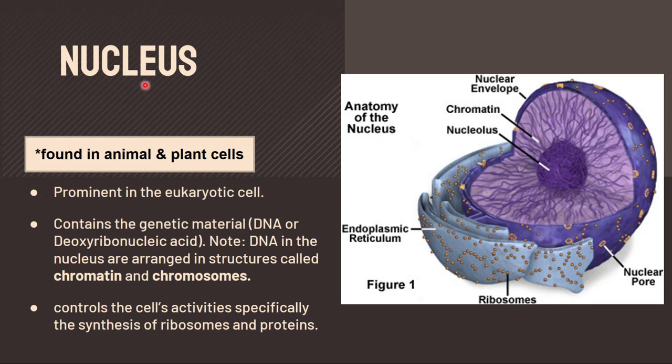Nucleus is the singular form, while the plural form is nuclei. Okay? The organelle nucleus is found in animal and plant cells. So, the nucleus is the most prominent structure in a eukaryotic cell. Why prominent? That is because when you view cells under the microscope, this is the organelle or structure that you will see first.